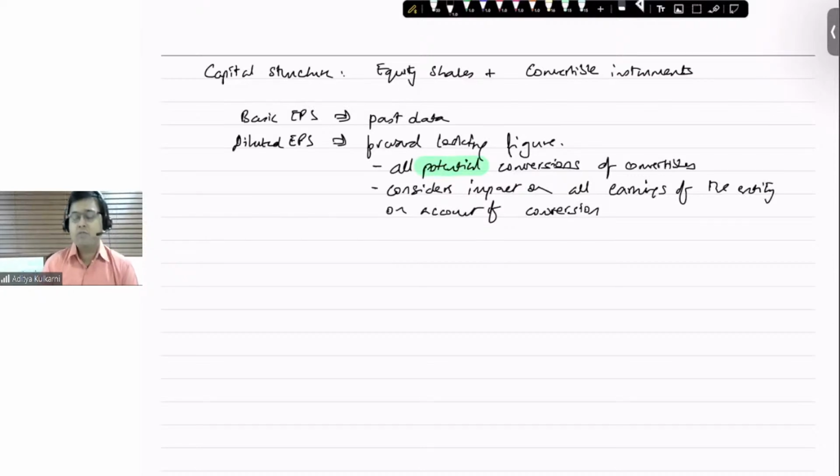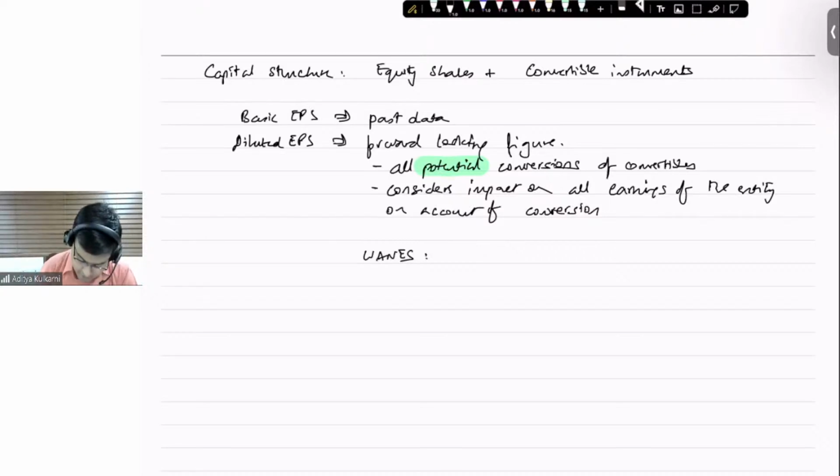Acha, when do I assume? Sir, ultimately batao, hame weighted average number of equity shares nikalna hai. For weighted average number, I need to know from which date I have to consider the potential instruments. Well, you will consider the potential instruments at the beginning of the earliest reported period, that is, as if these shares were already in existence. Or if that is not the case, then at the date of issue, whichever is later.